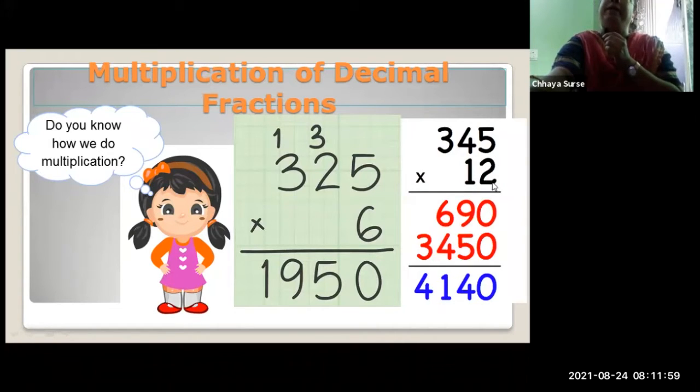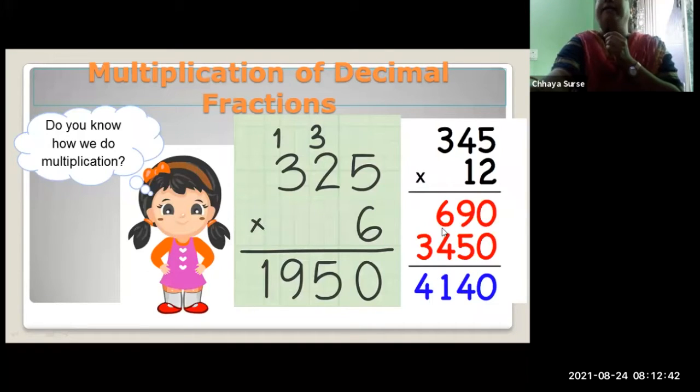345 multiplied by 12. Now first the unit place digit, 2, is multiplying 345. So 5 twos are 10, 0 and 1 carrying over. 4 twos are 8, 8 plus 1, 9. Then 3 twos are 6 as it is, no carrying over. Then 1 multiplying 345: you have to put a 0 first on the second line. So 5 ones are 5, 4 ones are 4 and 3 ones are 3.